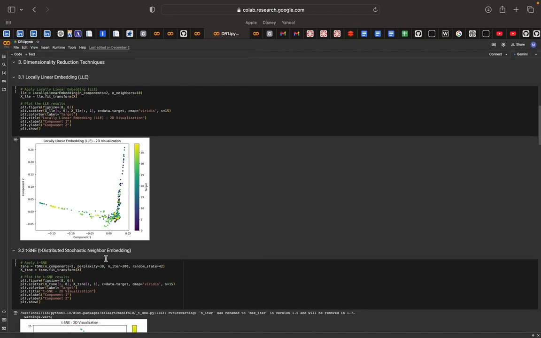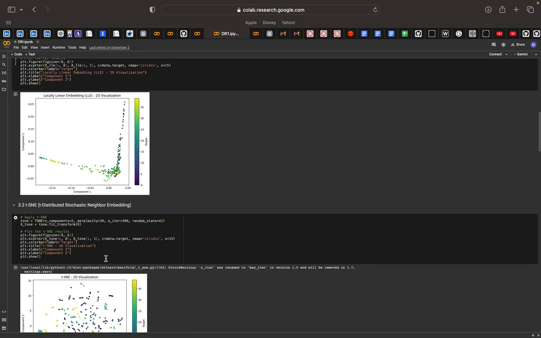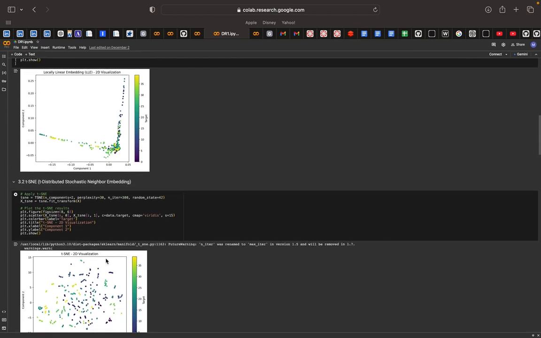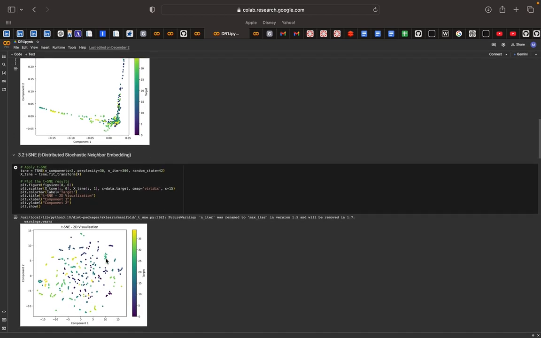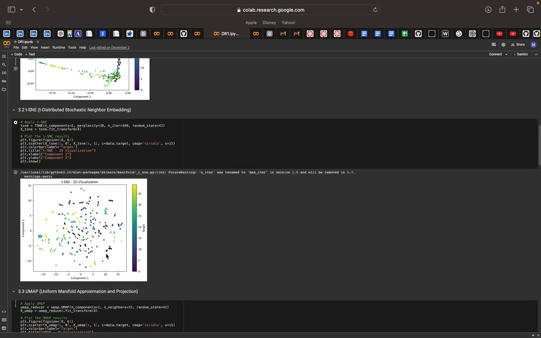And then further we have t-SNE, t-distributed stochastic neighbor embedding. After LLE we apply t-SNE, a non-linear dimensionality reduction method that focuses on preserving the local structure of the data. This is mostly good for visualizing high dimensional data in 2D or 3D. This plot shows the clusters more effectively.